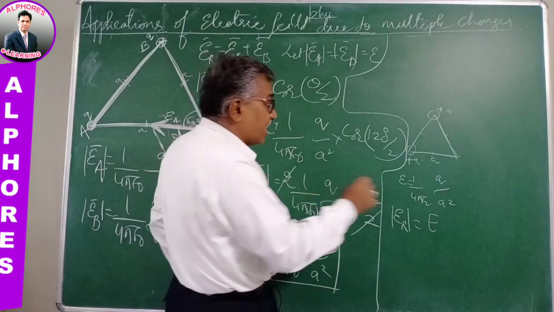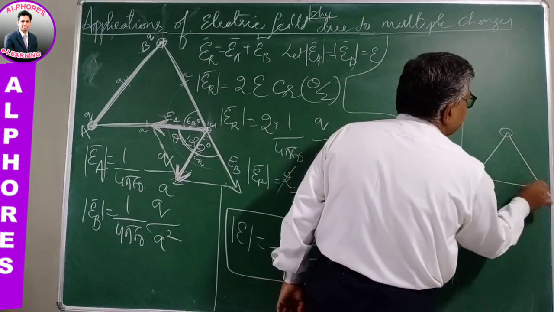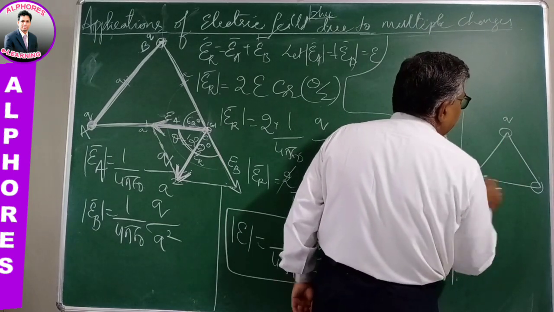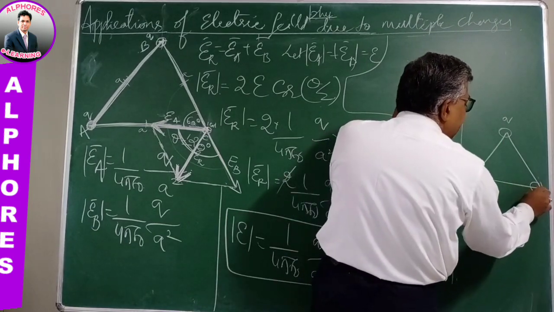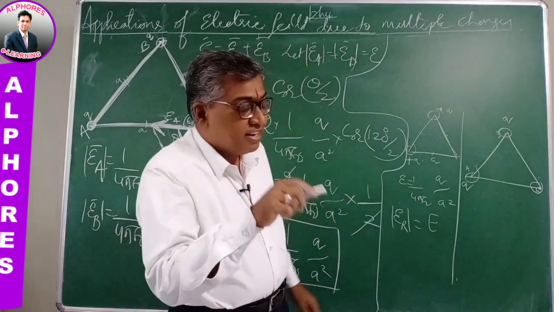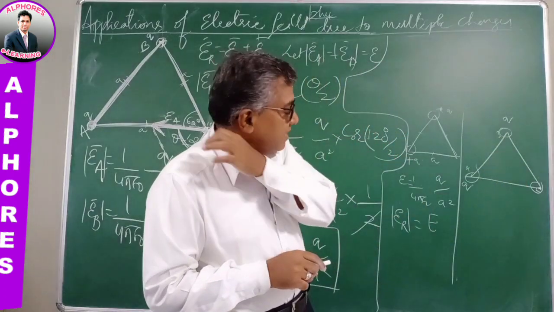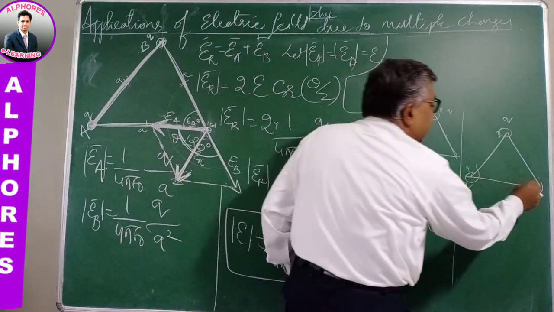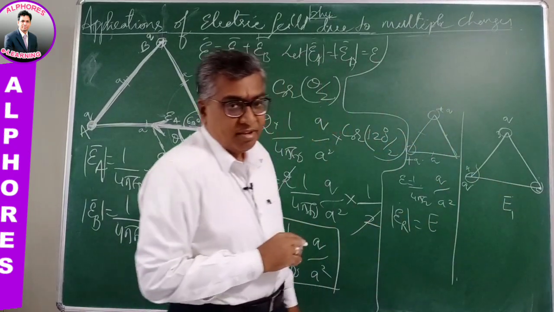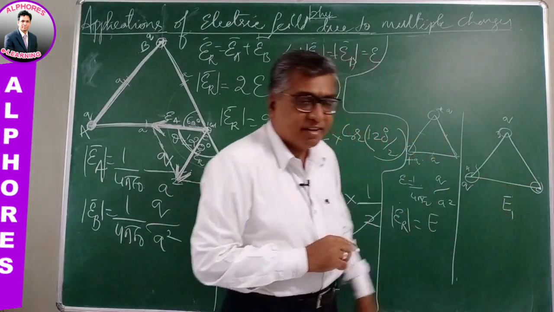Now another question. Three identical charges are placed on the vertices of an equilateral triangle of side a. This is the points A, B and C. When all the charges are like charges, same nature, then the resultant electric field at one vertex is E1.